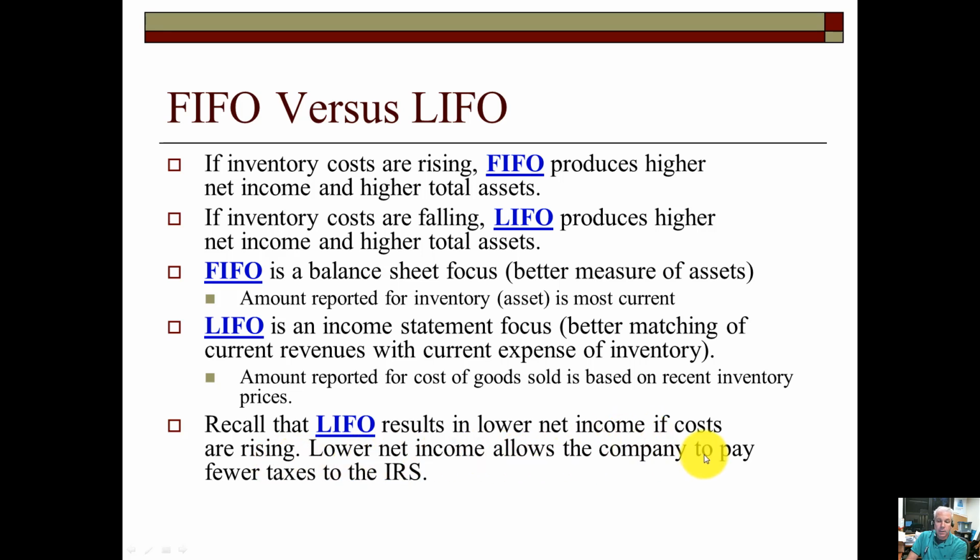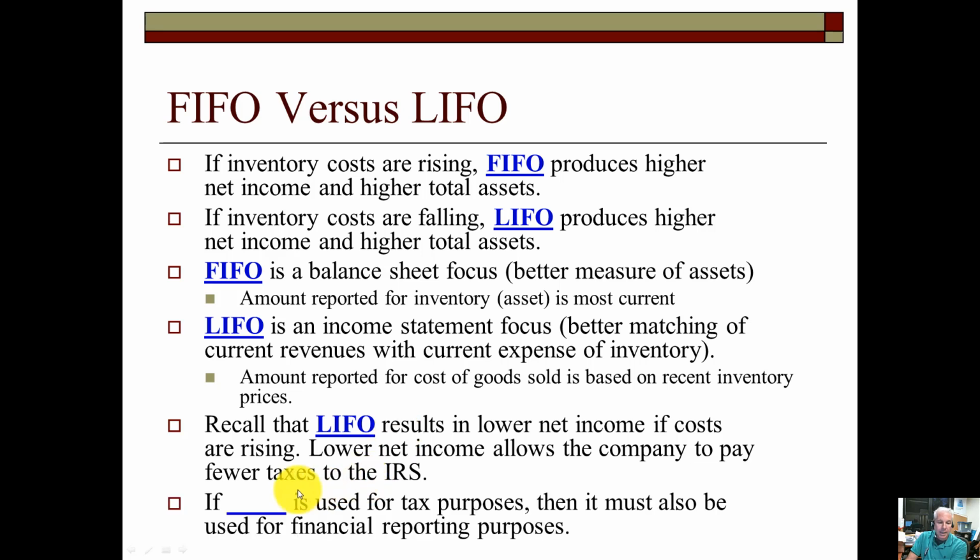Lower net income allows the company to pay fewer taxes to the IRS, and this is the main reason why companies use LIFO, to pay less taxes. And then there is a rule that says if LIFO is used for tax purposes, the IRS requires that the companies also must use it for financial reporting purposes. Because think about it. The company would want to lower its tax bill, pay less taxes, like we all would want to do.